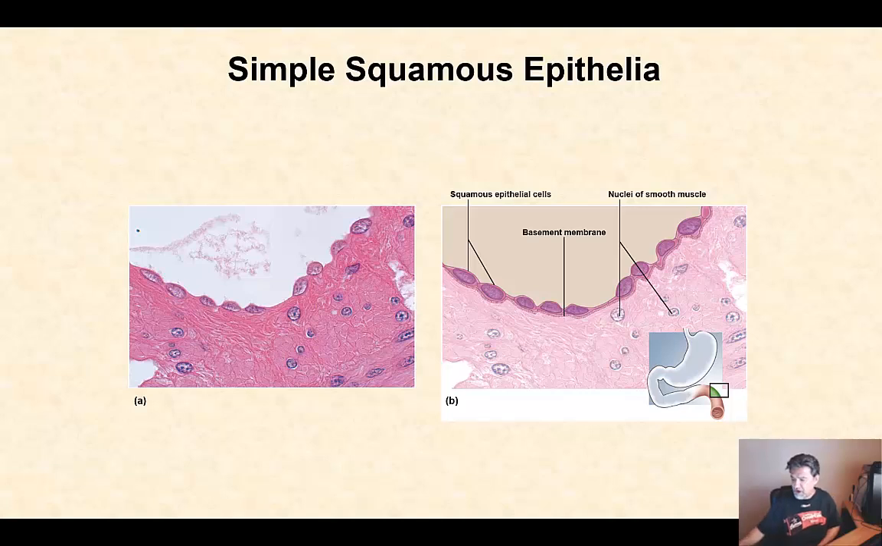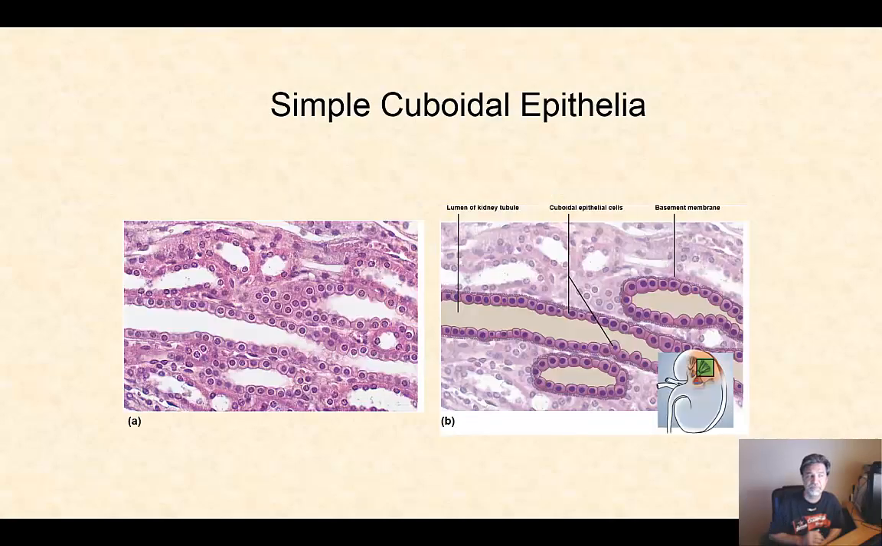All right, so common functions here are that we'll get diffusion and transport across these very thin layers. It makes sense. You probably don't want to provide much of an impediment to diffusion, and so you need this very simple, thin layering. And we find these in many, many locations in the body.